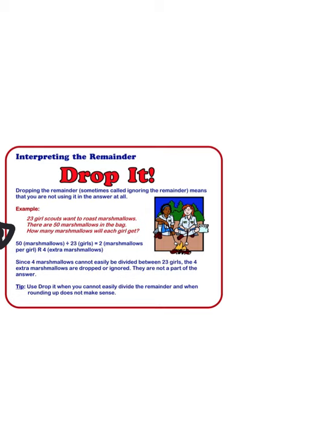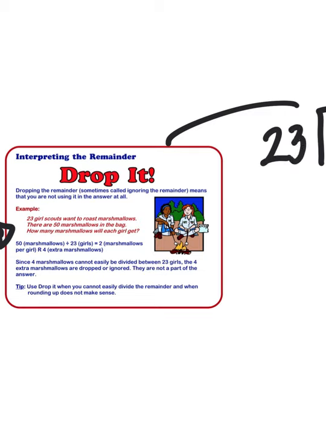So this problem is about girls and marshmallows. Let's read it a second time. 23 Girl Scouts want to roast marshmallows. There are 50 marshmallows in each bag. How many marshmallows will each girl get? We know that there are 50 marshmallows in each bag, and we have 23 girls to divide them between. So 50 divided by 23.